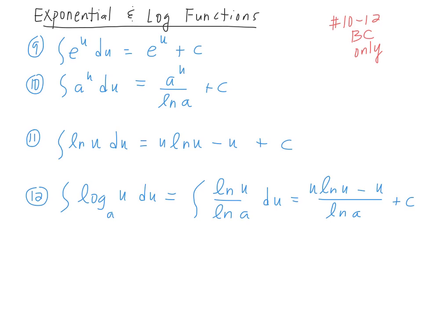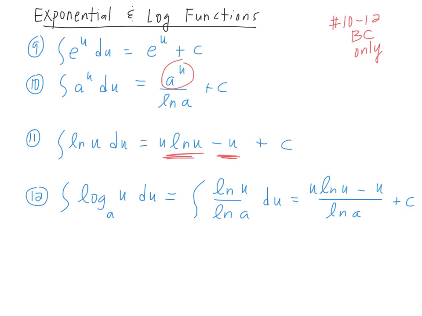Now, what if the base is not e? What if the base is some other constant which we're calling a? So maybe we're looking at 5 to the x. Okay. So if that's the case, then we have a to the u divided by the natural log of a. So notice how the numerator is the same thing back, and then the denominator is the natural log of the base. Okay. Number 11, if we are integrating the natural log, okay, we end up with the inside u times the natural log of that inside, and then minus the inside.